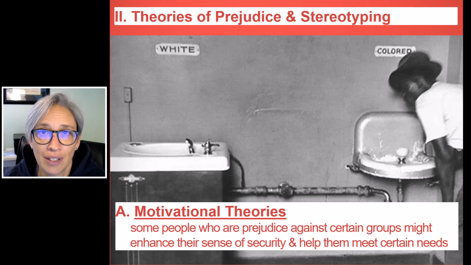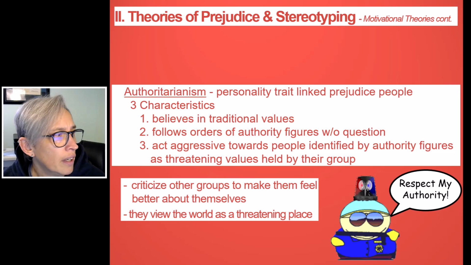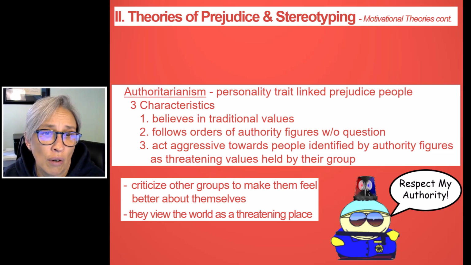Well, up to 70 years ago, and even longer, people were theorizing about this, and one theory is motivation, that people who are prejudiced feel threatened by certain groups, and then discriminatory practices might enhance their security, make them feel more safe and secure, and help them meet their needs and demands. This was a theory proposed by Adorno. The motivational theory is based on one that's called authoritarianism. Now, authoritarianism is comprised of these three components, these three characteristics.